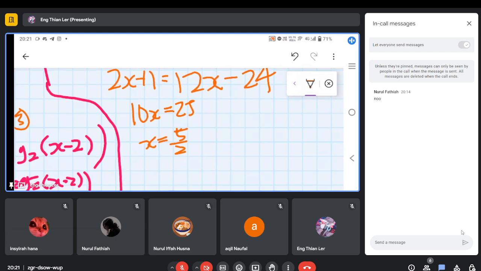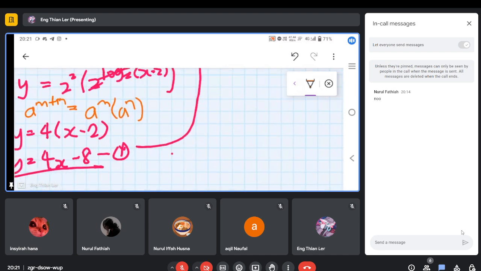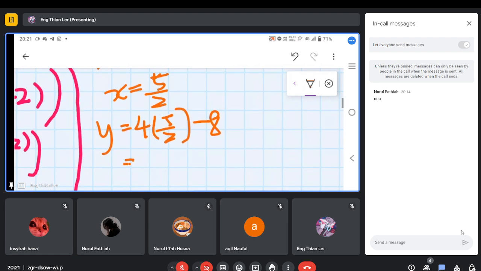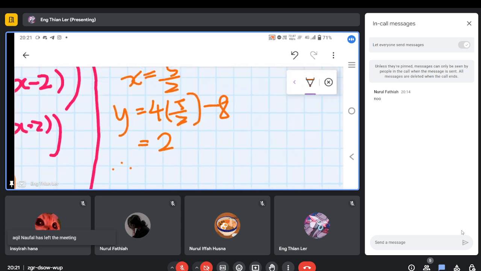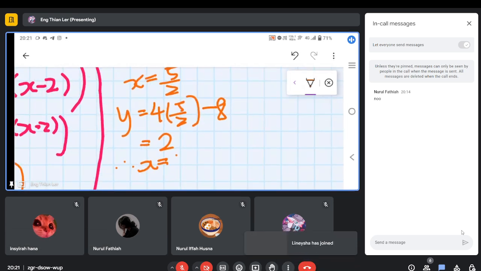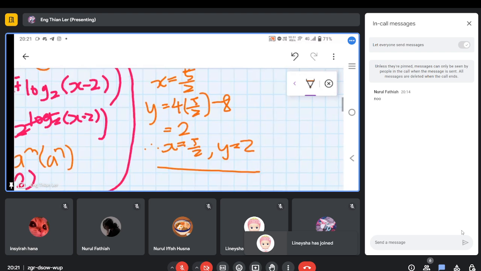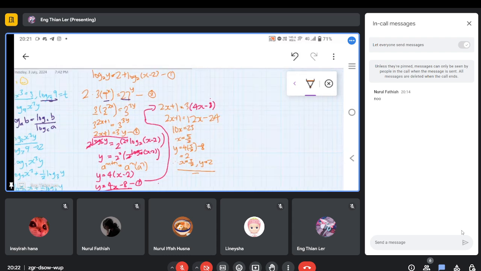So now we have x equal 5 over 2. While y, it's just the same: y equal to 4x minus 8. So y equals 4 times 5 over 2, minus 8, which is 2. So now we write the conclusion. Thus, x equal to 5 over 2 and y equal to 2. And that's the answer. So any question about number 2? Any question? So I can move on.